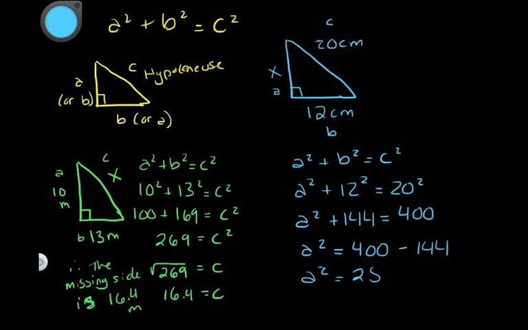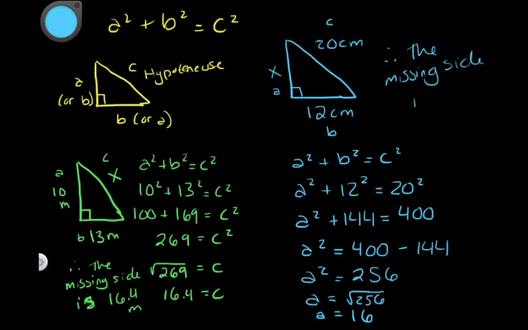So again, in order to figure out what A is, I have to take the square root of 256. So A equals the square root of 256, and the square root of 256 is 16. So A equals 16. So therefore, the missing side is 16 centimeters.